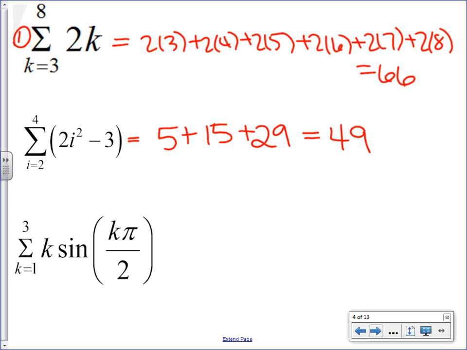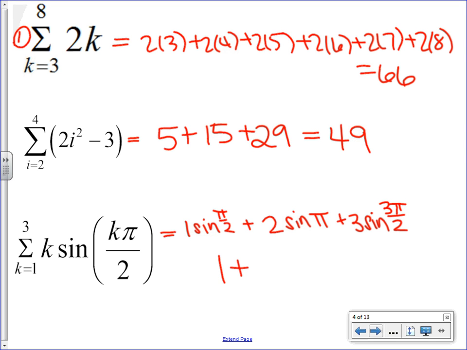Okay. I like this last one. Let's show our work here. When we plug in 1, we get 1 times the sine of pi over 2. Plus, when we plug in 2, we get 2 times the sine of 2 pi over 2, so we can write pi, plus 3 times the sine of 3 pi over 2. Remember our trig values. What is the sine of pi over 2? 1. What is the sine of pi? 0. What is the sine of 3 pi over 2? -1.